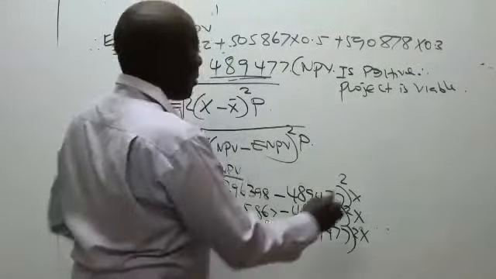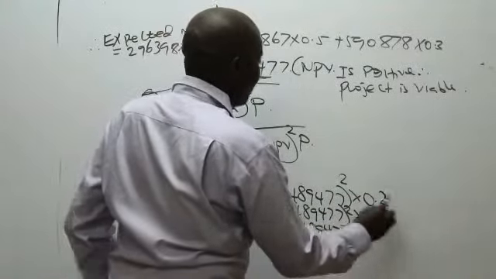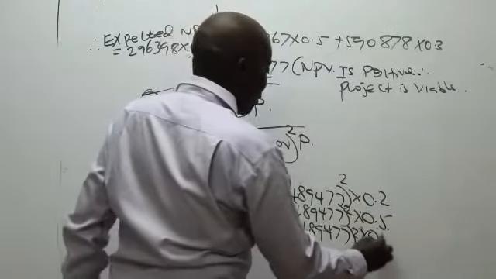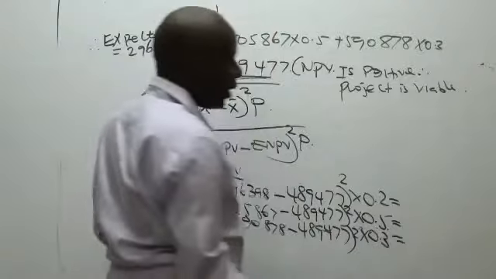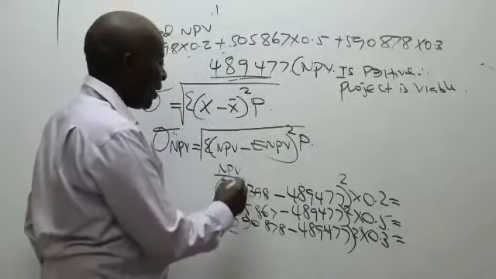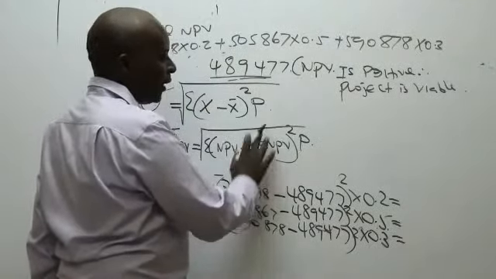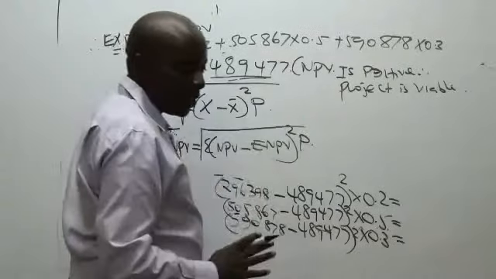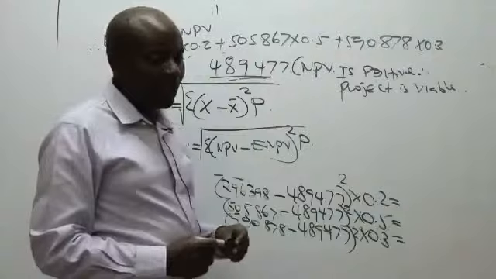The first one probability here is 0.2. The second one probability is 0.5. The third one probability is 0.3. So could you kindly give me these humongous numbers? Remember, it's NPV. I'm simply using this formula, NPV minus ENPV. And then I square times probabilities, big numbers, times probabilities. It doesn't matter really.